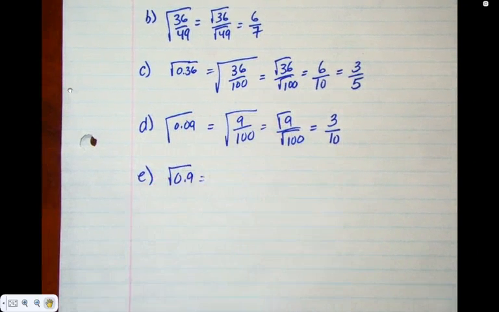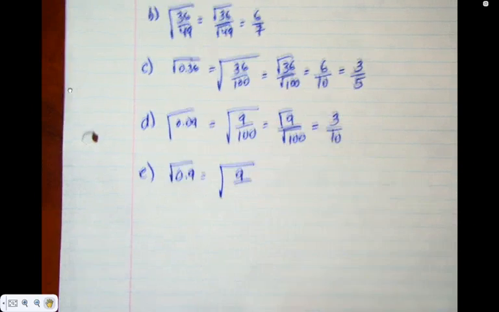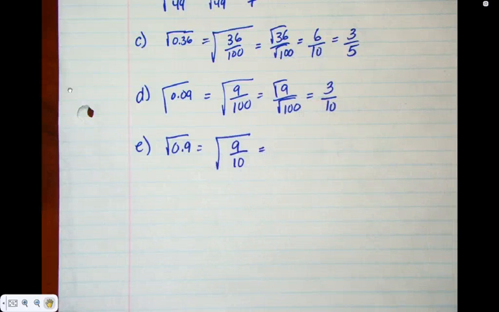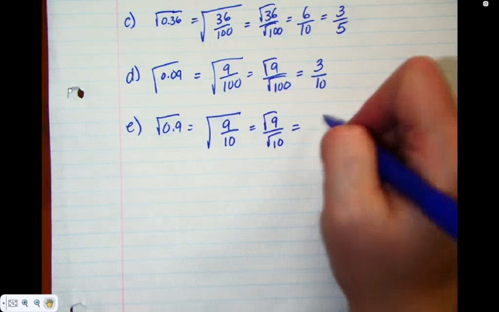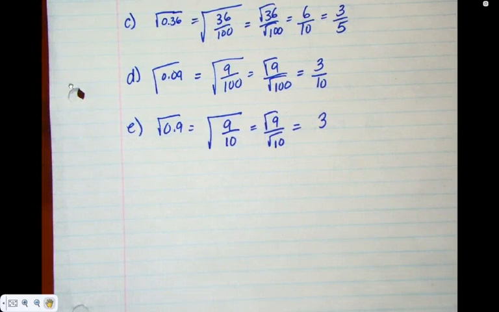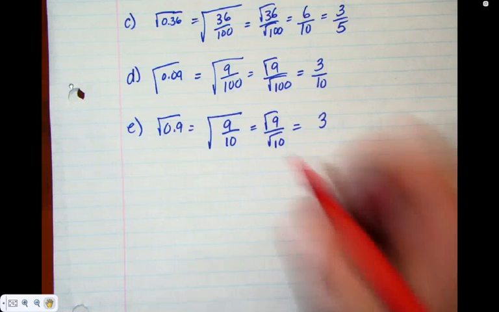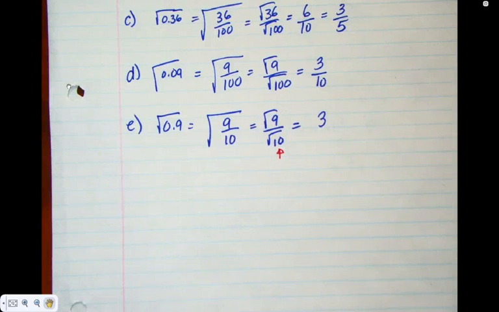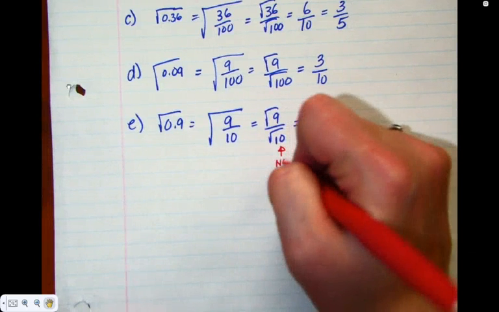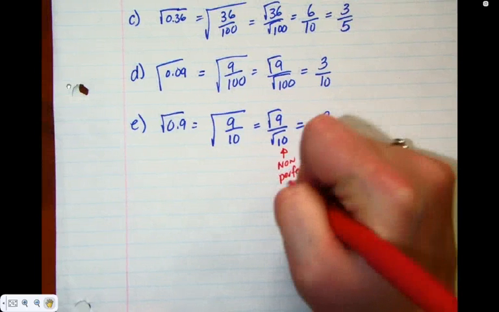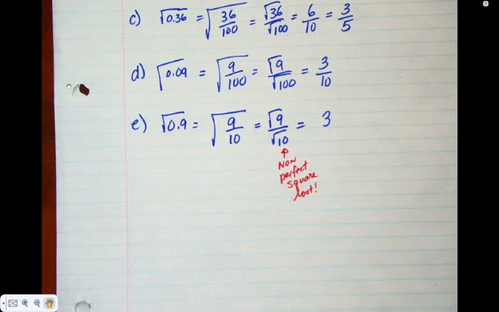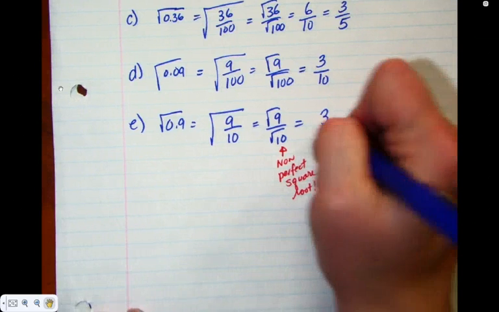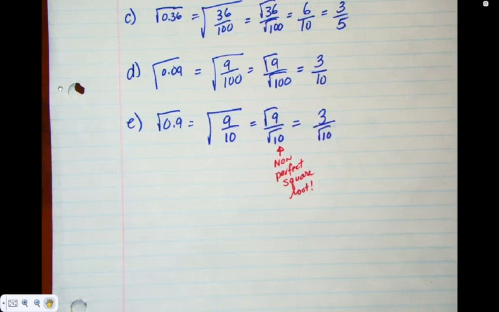Square root of 0.9. This becomes 9 over? If you're taking the square root of a fraction, you can take the square root of the pieces. So this is going to be square root of 9 over square root of 10. Square root of 9? Uh-oh. What's the problem with 10? What do we call it? Non-perfect square root. What do we do when it's a non-perfect square root? No, we just leave it. We just don't touchy. Leave it alone. No touch. That's it. Question done.